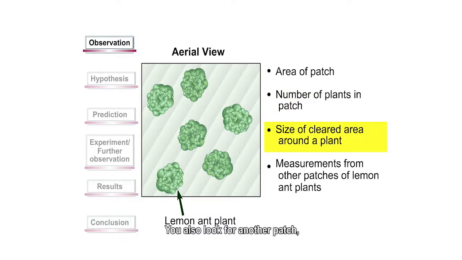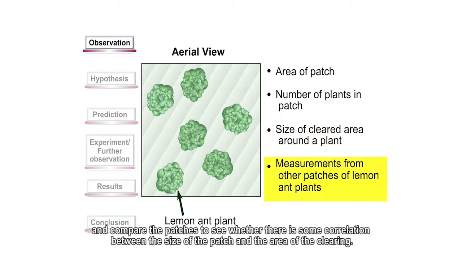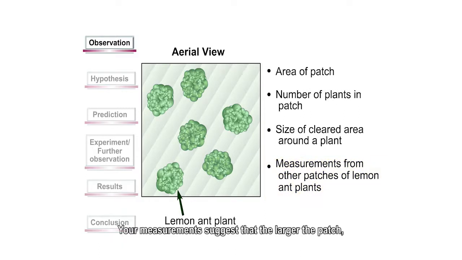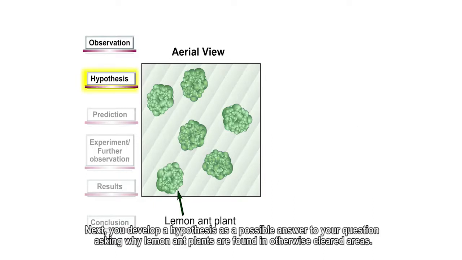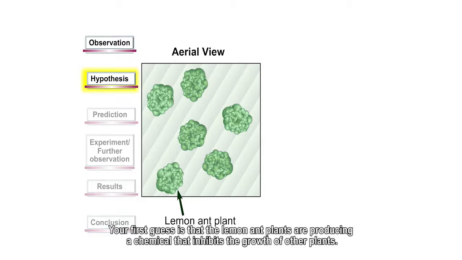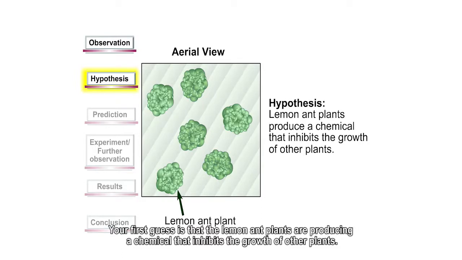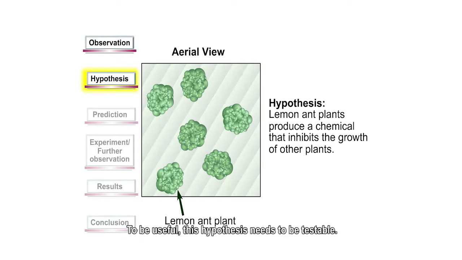You also look for another patch, make the same measurements, and compare the patches to see whether there's some correlation between the size of the patch and the area of the clearing. Your measurements suggest that the larger the patch, the larger the cleared area. Next, you develop a hypothesis as a possible answer to your question, asking why lemon ant plants are found in otherwise cleared areas. Your first guess is that the lemon ant plants are producing a chemical that inhibits the growth of other plants. To be useful, this hypothesis needs to be testable.